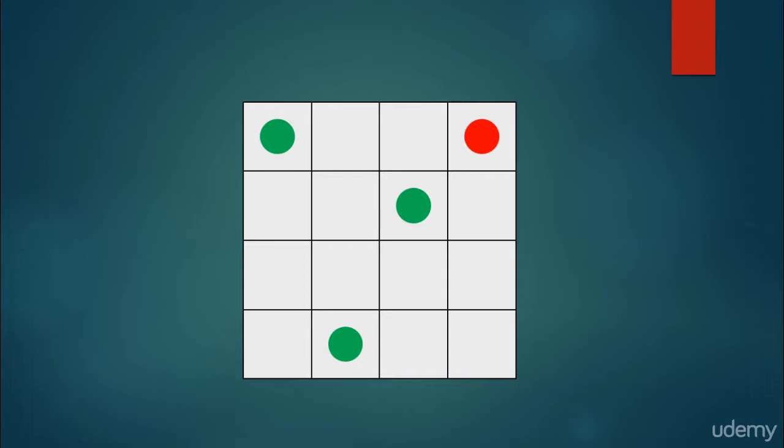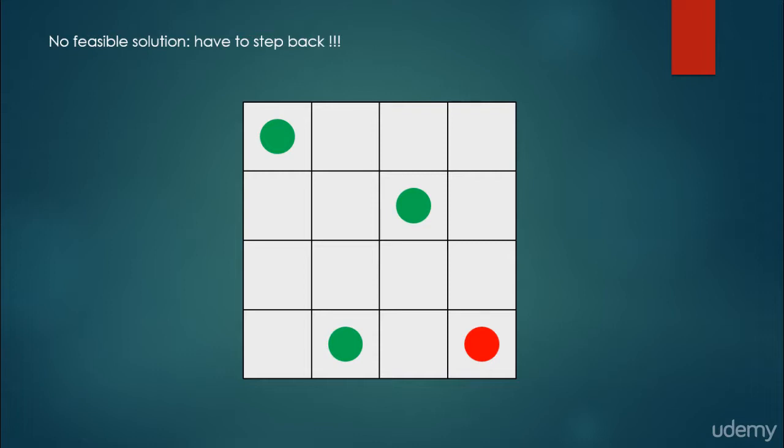It is not a good solution because the first one and the second one are able to attack it. This is not a good solution because the third column and the fourth column queens are able to attack it. This is not a good solution either, and this is not a good solution either. So no feasible solution again.